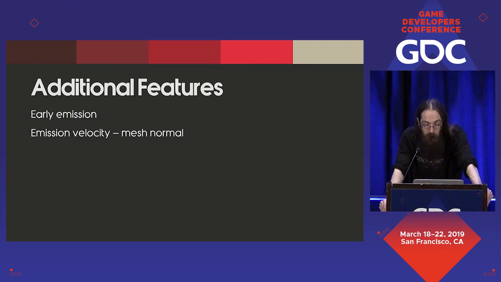Emission velocity is a useful feature to have available to designers. Particles may want to just fall from the mesh, or perhaps they may want to sample the normal buffer from the emission screen coordinates and explode off the mesh instead.